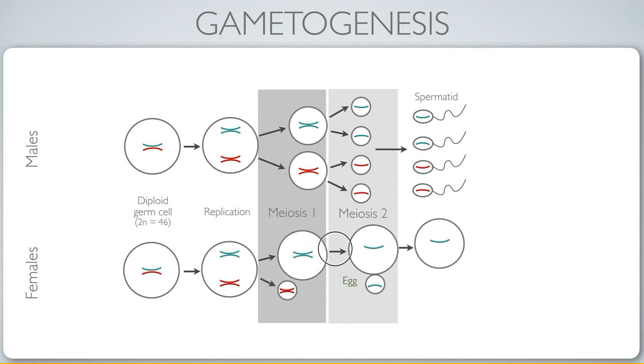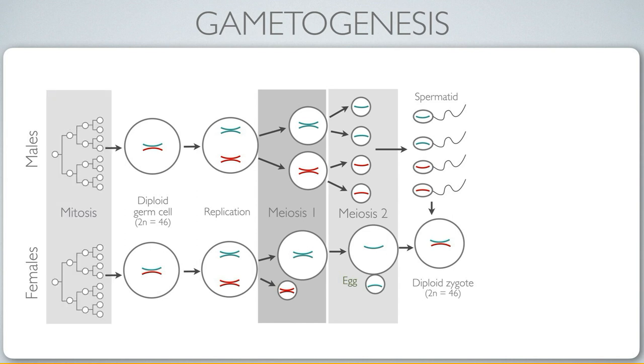Then in meiosis 2, half of the replicated genetic material is retained, and then we have another polar body, which again dissolves away, and the larger cell gives us our egg. And then if we have successful fertilization, then we're left with the diploid zygote there. Now the germ cells are produced by mitosis, so preceding all of this are many mitotic divisions to produce those germ cells that will ultimately produce the gametes.